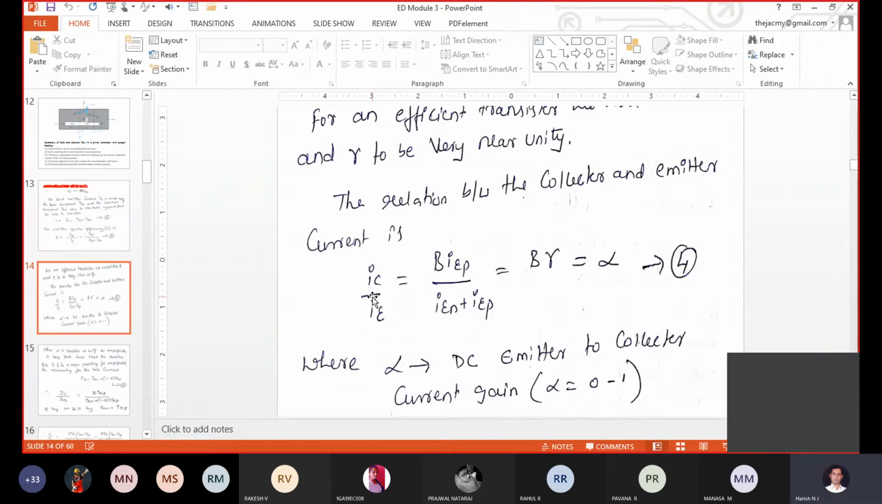The maximum value of alpha is unity. Unity is obtained when IC is equal to IE. But practically, getting IC equal to IE is highly impossible. Just for analysis purposes, just for reducing the complexity, we are neglecting the IB. But practically IB will be there, so when IB is there, IC is less than IE. When IC is less than IE, obviously your alpha, being a ratio, is in between 0 and 1.